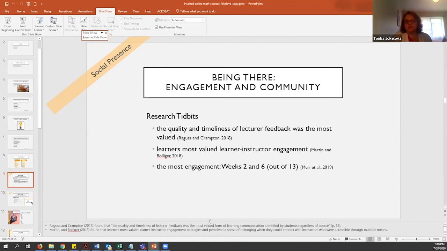It is not student-to-student interaction. It is not student-to-materials interaction. It is between you and the student, between the instructor and the student. And I have two studies to support that.